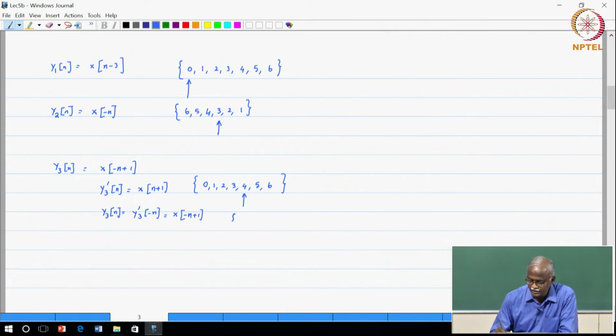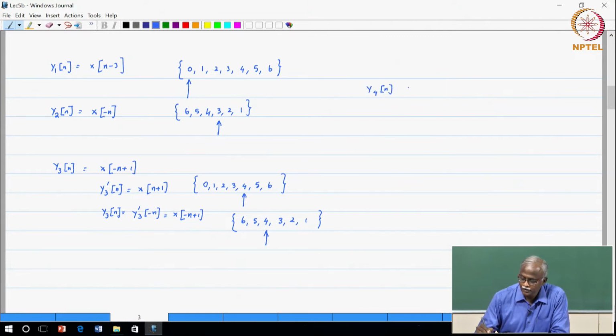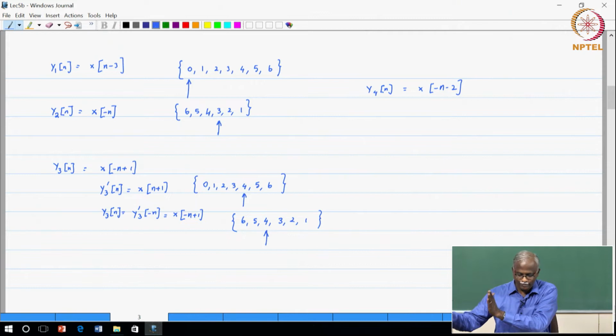So the sequence would be 6, 5, 4, 3, 2, 1 with 4 being the origin. So you time reverse the sequence. Okay. And y4 of n is x of minus n minus 2. I'll assume that this is a direct extension of the previous case. You shift by 2, that means you shift the sequence to the right by 2, you are delaying by 2 units of time, and then doing the time reversal should be straightforward.